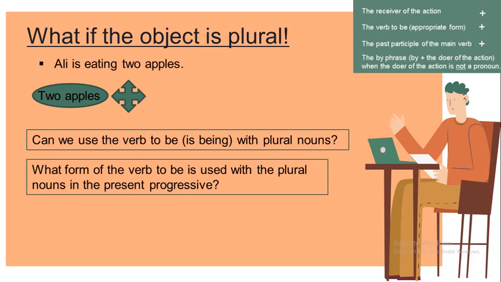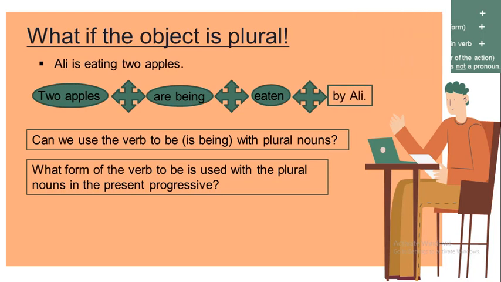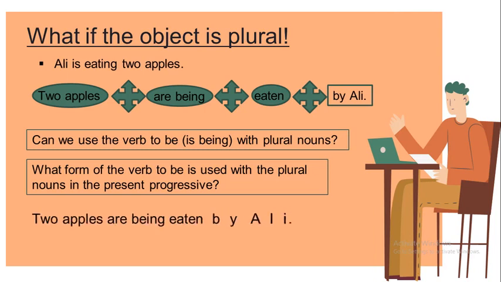In the singular form, we said is being. So what we have to change in the plural form? Great job. We'll substitute the is with are, and it will be are being, plus the verb in the past participle, which is eaten, plus the by phrase by Ali. So, Ali is eating 2 apples is in the active voice. In the passive voice, it will become 2 apples are being eaten by Ali. And we used are being because 2 apples is a plural.